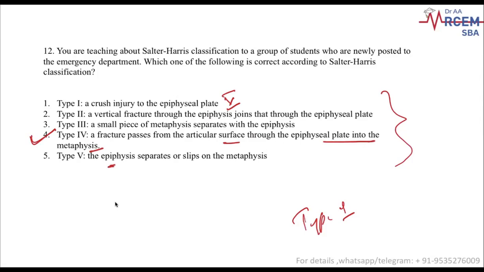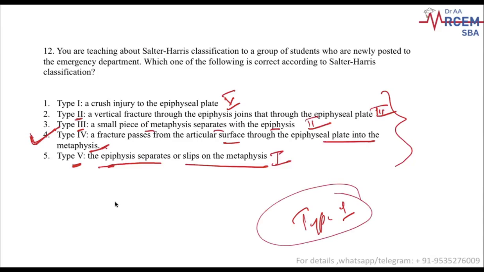This is basically the definition of type 3. A small piece of metaphysis separating from the epiphysis is the definition of type 2. This is the definition of type 1, where the epiphysis is separated or slipped from the metaphysis, and type 5 is the crush injury. Okay, remember the definitions. I have mixed them together. The right one is the fourth one. The right one in the last exam was type 1.